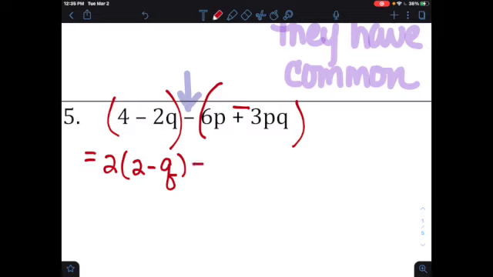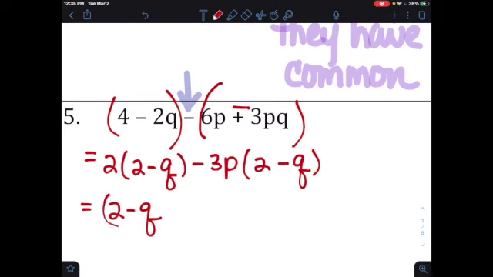And you can say, all right, I will need to pull out a 3p, and that's going to be 2 minus q. Notice they will eventually be the same exact number and sign in the parentheses. So that's going to be 2 minus q times 2 minus 3p.